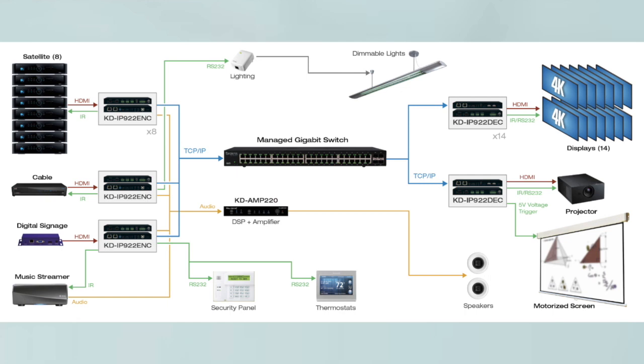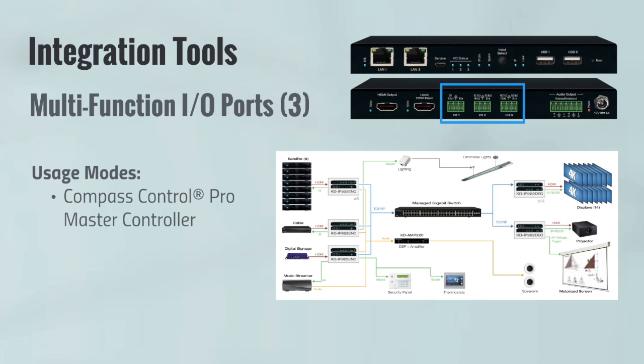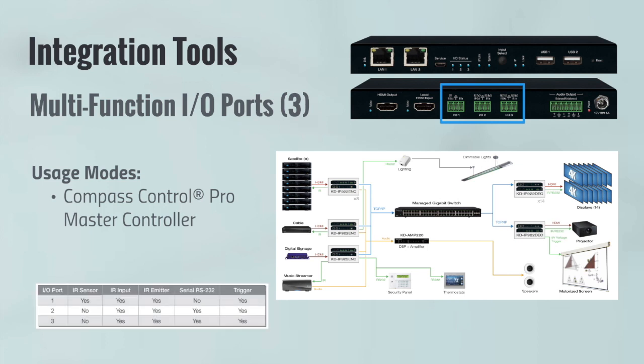So utilizing IP922 and taking advantage of Key Digital's unique software solution, professional control system, Key Digital Compass Control Pro, will allow this system to be not only video and audio routing, but also a built-in control port with each and every 922 unit having 3 control ports available to use. Keep in mind there are some limitations. For example, port 1 cannot be configured as RS-232, and port 2 and 3 do not support IR sensor plugin.